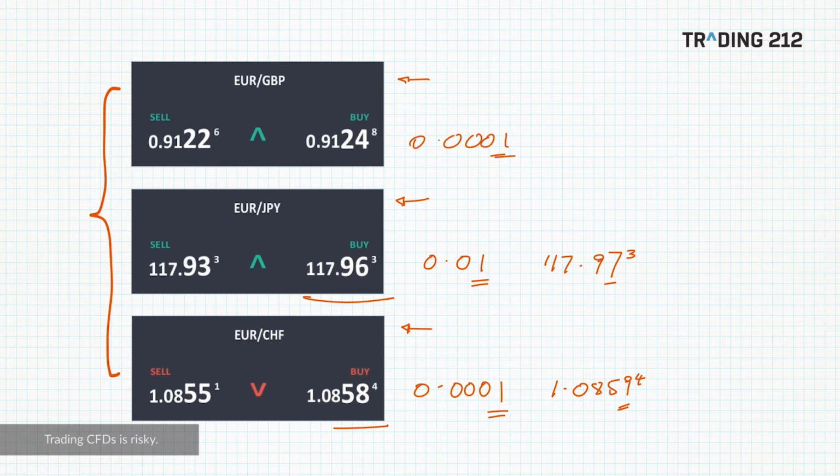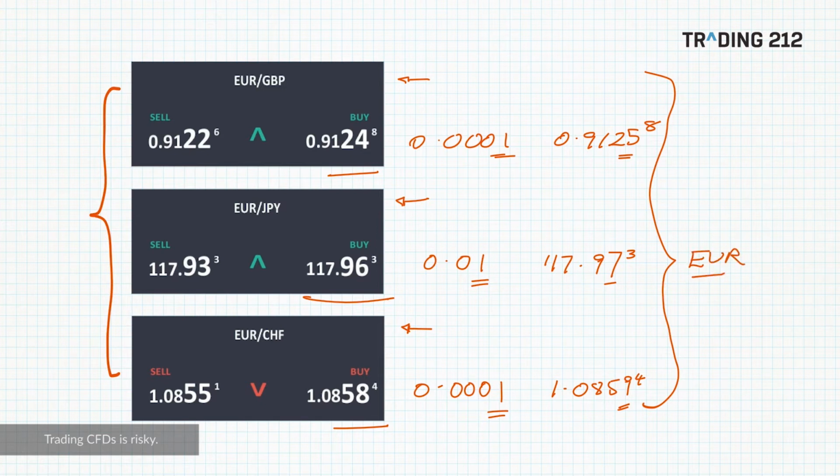And if that offer was to increase from 0.91248 to 0.91258, that would be an increase of 1 pip. And then for all 3 of these, your quantity, if you're placing a trade, would be expressed in euros, because euro is the first named currency for all 3 pairs.